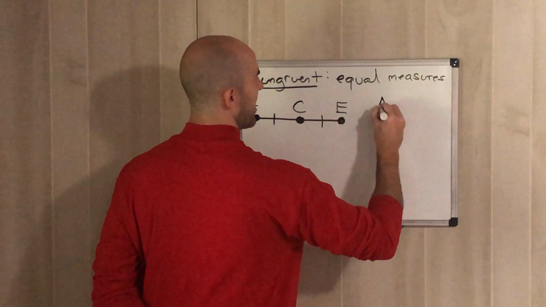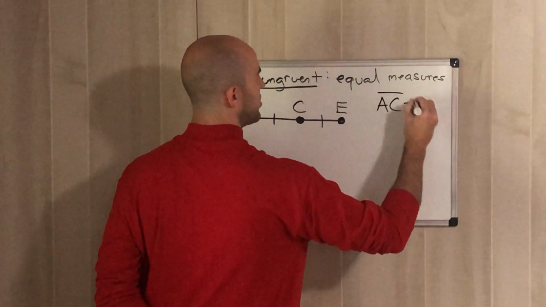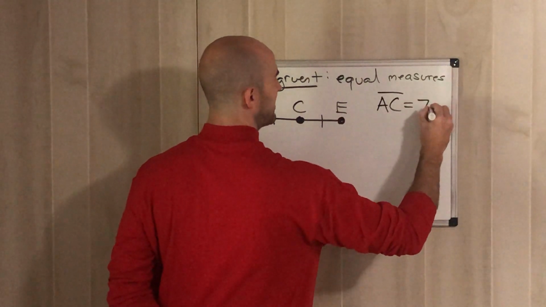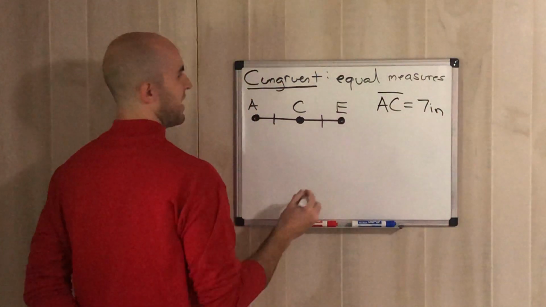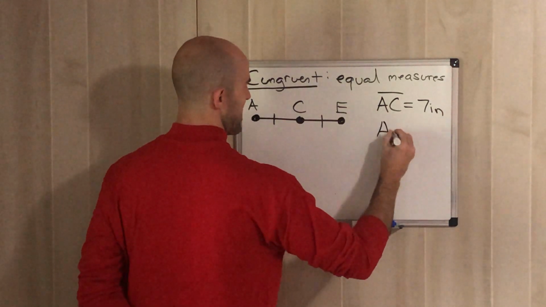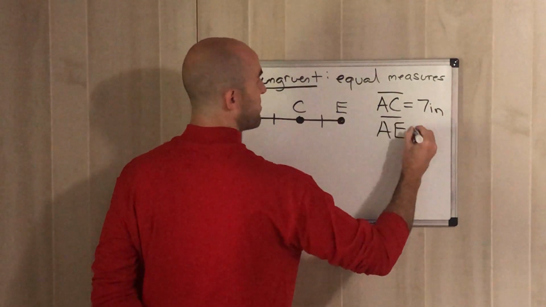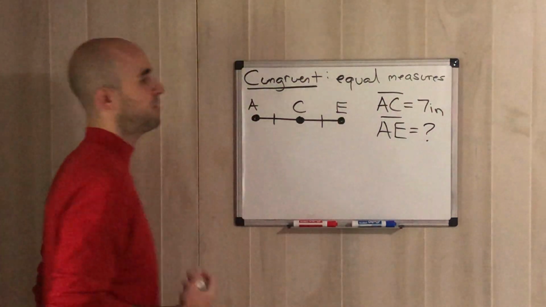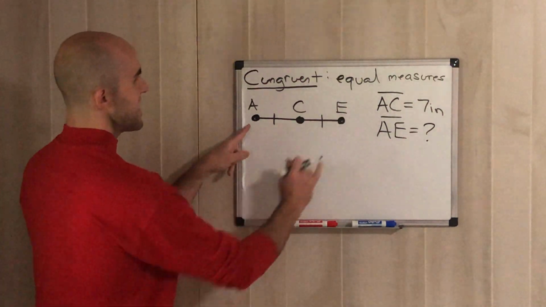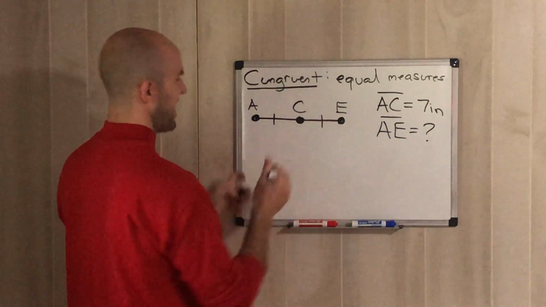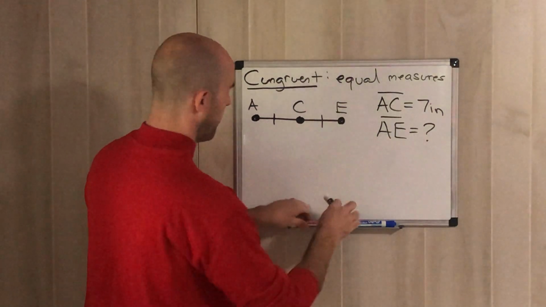I'm going to tell you that AC is equal to, let's say, 7 inches, and I want to find the measure of AE. Now, some people would say we don't have enough information, but you do. Think about it. AE is the whole thing. We want to find AE. So let's look at what we know.